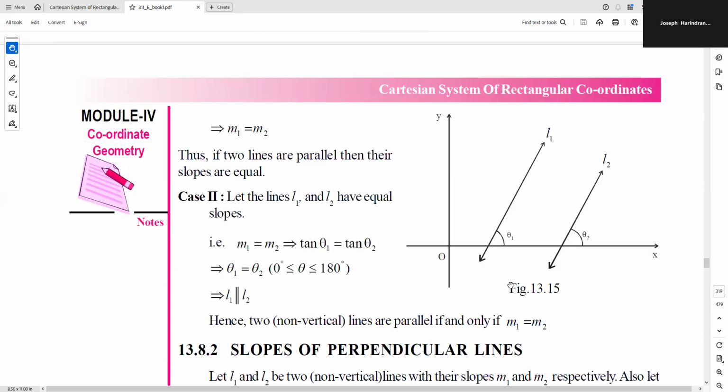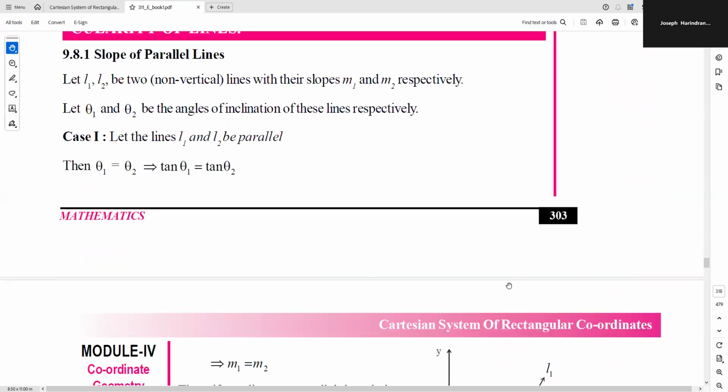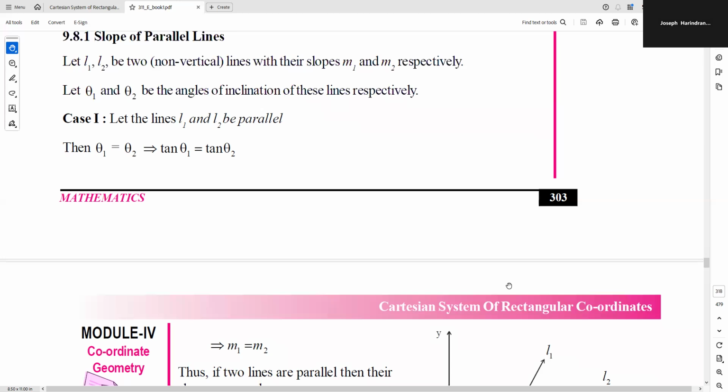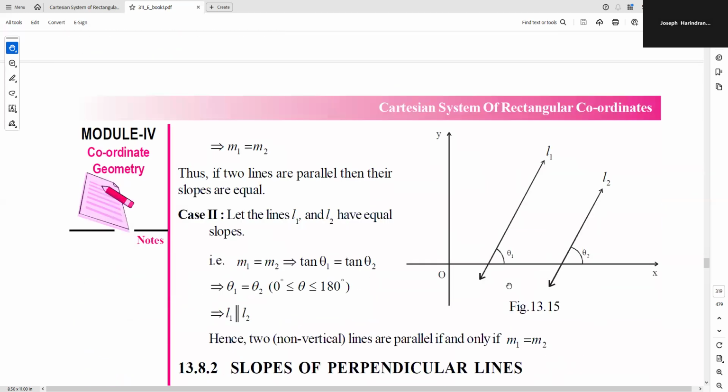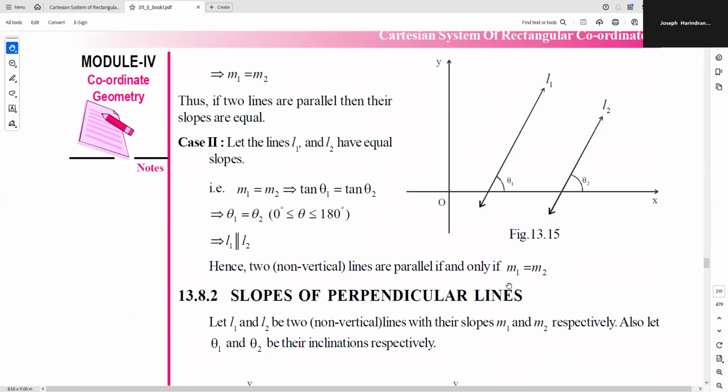There are two cases here. One is positive slopes and the other one is negative slopes. So L1 and L2 can be parallel, with tan theta 1 equal to tan theta 2. This is called the condition for parallelism: slopes M1 equal to M2.